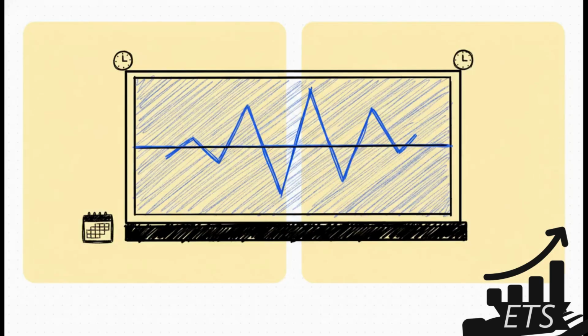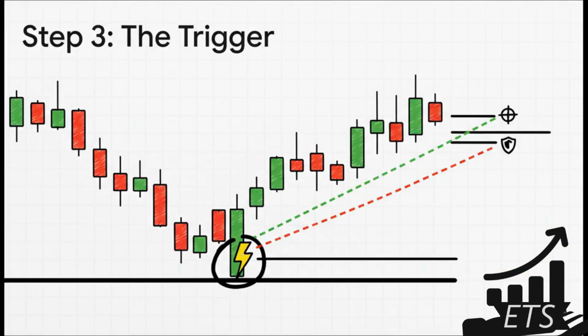All right, now for step 2, the context. We zoom into the 1-hour chart, and we see there's a bit of minor resistance, a sort of ceiling, at 25,250. So now we have this clearly defined trading box with the daily floor below us and the hourly ceiling above us. And that brings us to step 3, the execution.